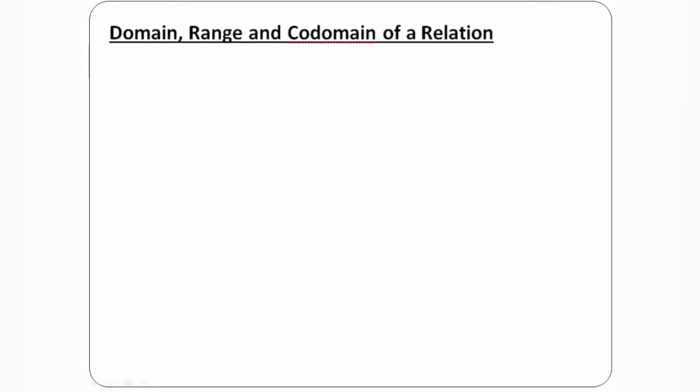Okay, now let's understand what is the meaning of domain, range and codomain of a relation. Now you know that in a relation, what kind of elements are there? We see that the elements are ordered pairs, isn't it? Because it is a subset of A cross B. So that's why relation contains ordered pairs.